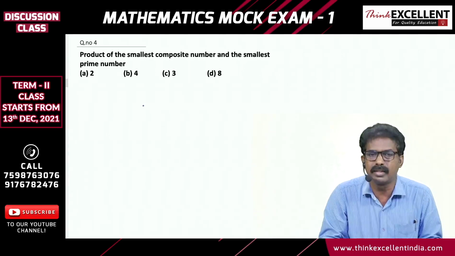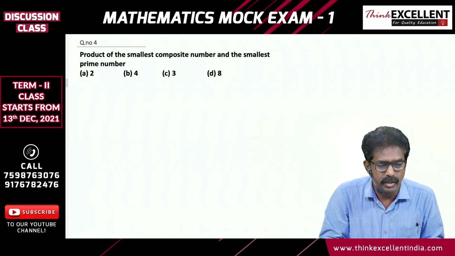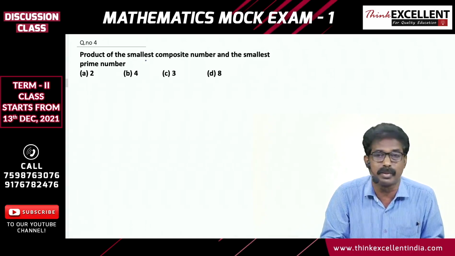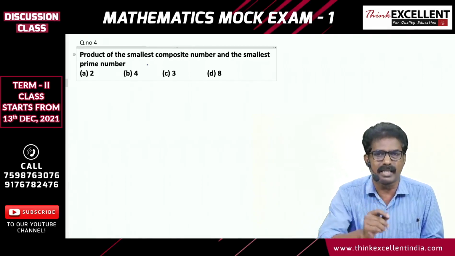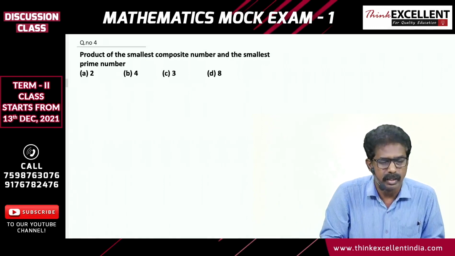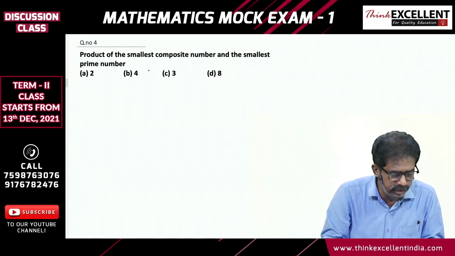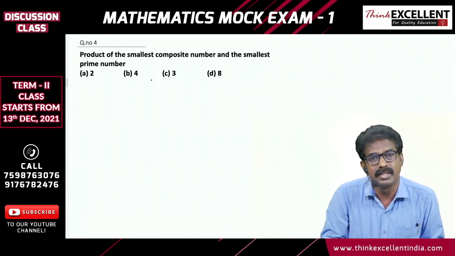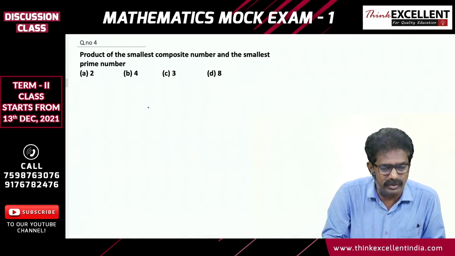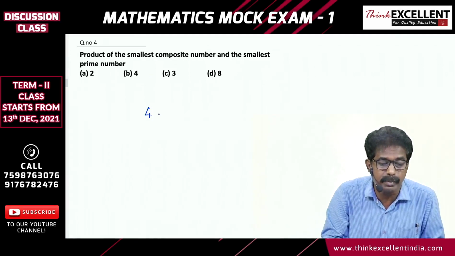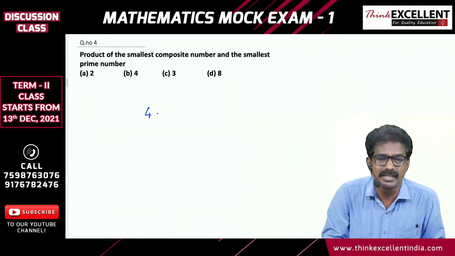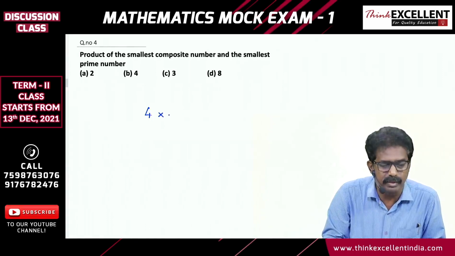Listen, very good question, but I think most of you got it correct. Product of smallest composite number. Smallest composite number. You know what are prime numbers, what are composite numbers, right? A number that has only 2 factors, 1 and the number itself, that is a prime number. More than 2 factors, we call it as what? Composite number. Product of smallest composite number. Which is the smallest composite number? Smallest composite number is 4. Very good. 4. Then the smallest prime number. Smallest prime number is which one? Yes. Smallest prime number is 2.